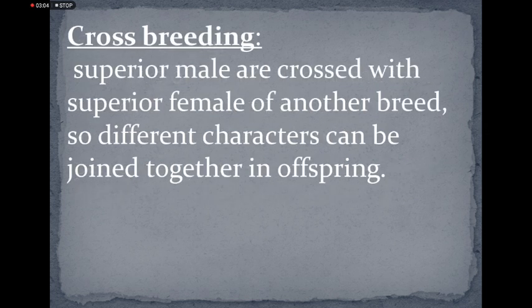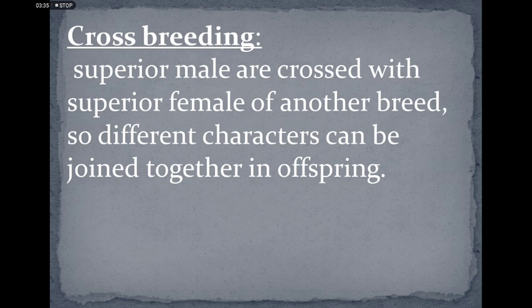Then crossbreeding. Here, a superior male is crossed with a superior female of another breed, so different characters can be joined together in offspring. Here also we can take an example in the case of dogs. We know a category of dog called German Shepherd and another breed called Dalmatian.